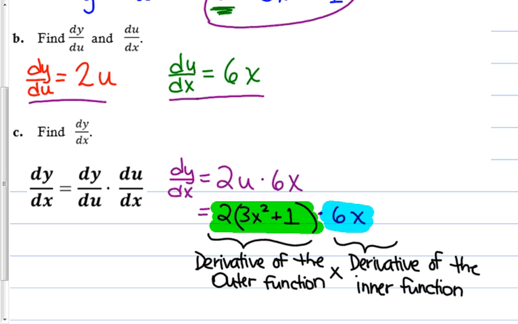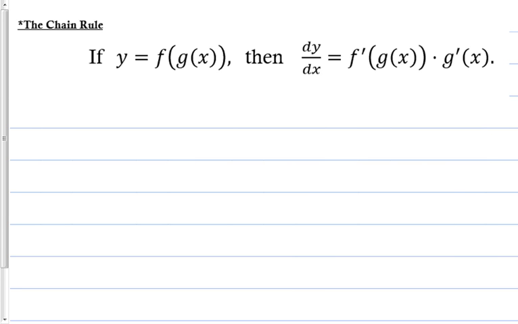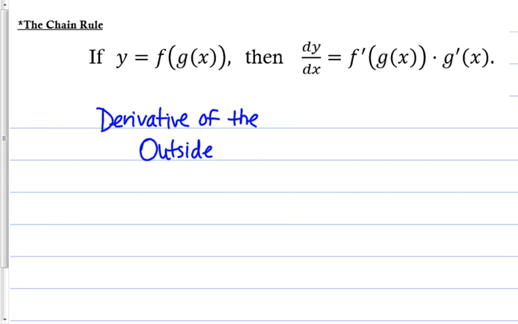Now notice, the 3x squared plus 1 still looks like the original equation. I didn't change that. It gets changed when you do the derivative of it. All right. The chain rule. This is how I'm going to refer to it: derivative of the outside times the derivative of the inside, just like what I wrote before.